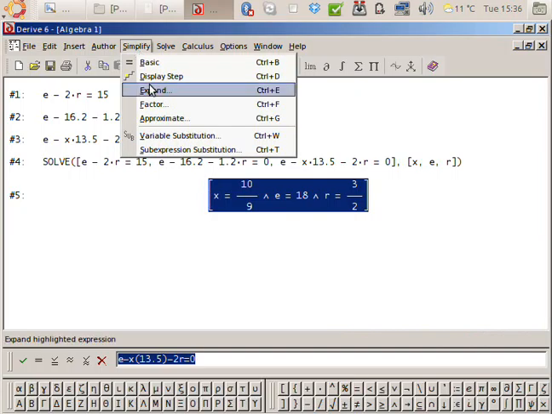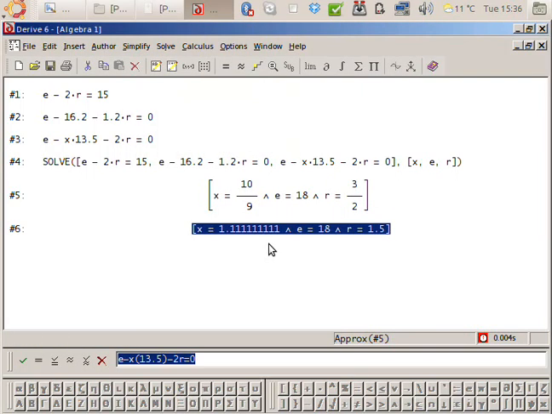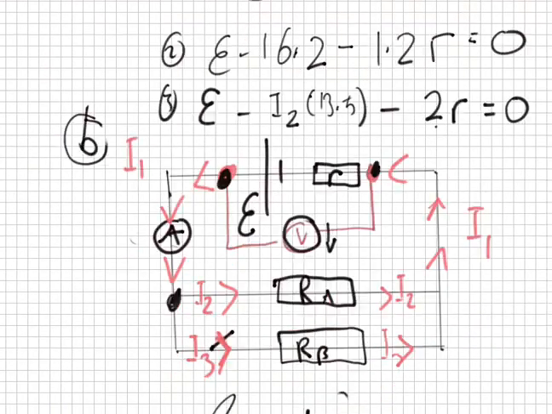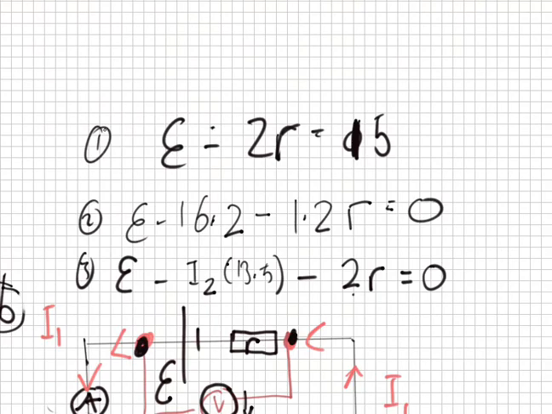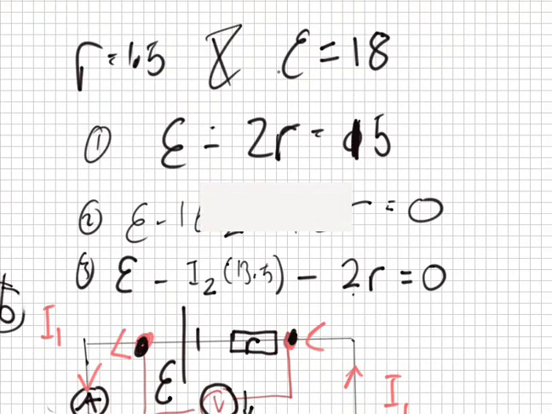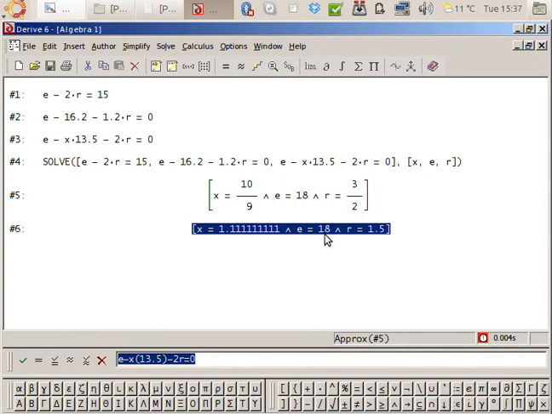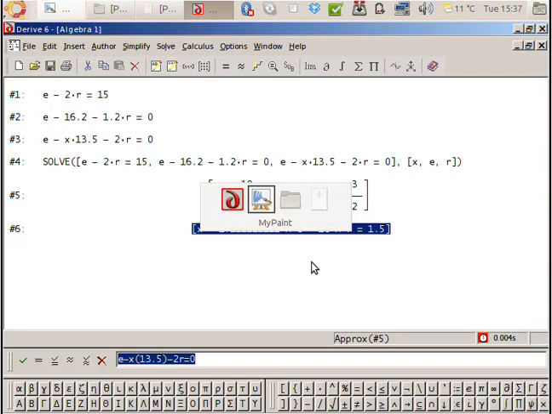Good. So he would like to know what is the OR and what is the E. So the OR is 1.5 and the E is 18 volts. So when you solve your equations, there they are there. You get OR is 1.5 and then the E is 18.